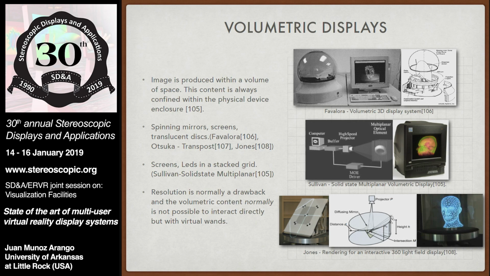Sullivan uses a DLP projector to render slices of a 3D scene into a stack of liquid crystal scattering shutters. And Jones uses a high-speed projector on a spinning mirror covered by a holographic diffuser and an FPGA to generate imagery.